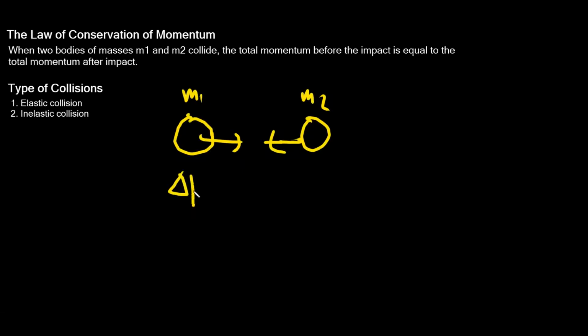The law of conservation of momentum. When two bodies of masses m1 and m2 collide, the total momentum before the impact is equal to the total momentum after the impact. So, if you have two masses, m1 and m2, and they collide, it says that the total momentum before the impact is equal to the total momentum after the impact.